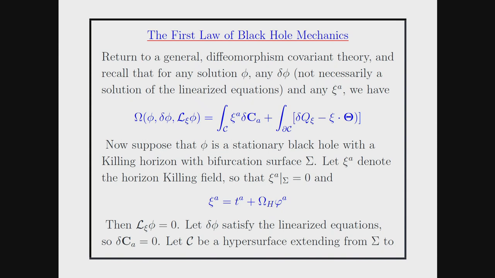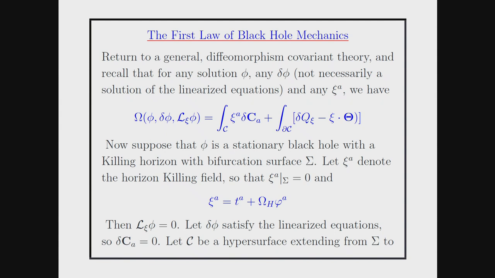Now, my black hole is stationary, and invariant in particular under the horizon Killing field. So in this formula, the Lie derivative of phi along C is zero because my background solution is invariant. My perturbation is an arbitrary perturbation. I'm not assuming anything about that.